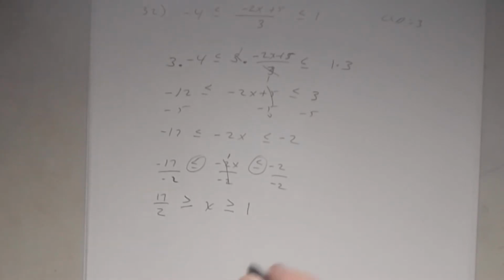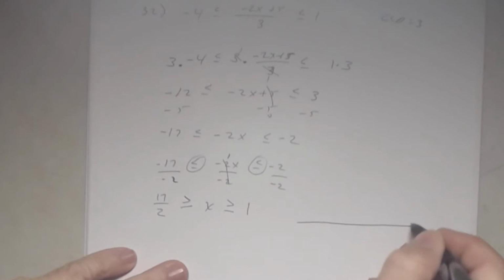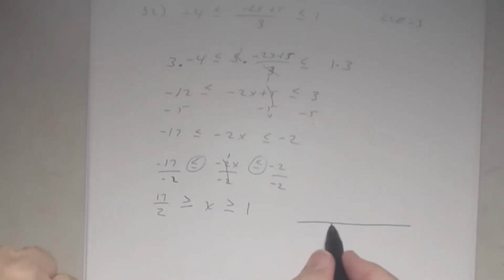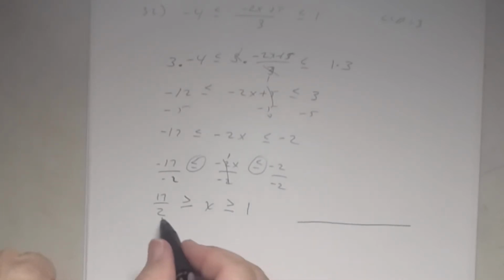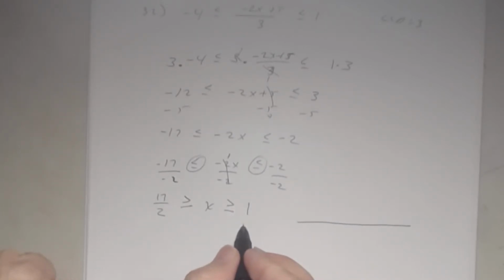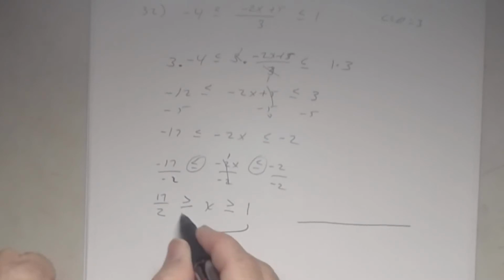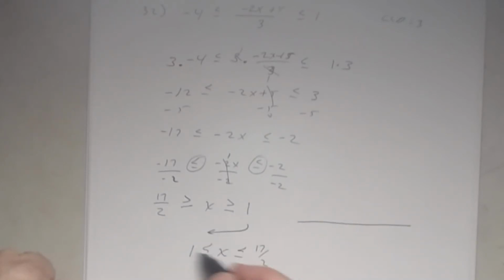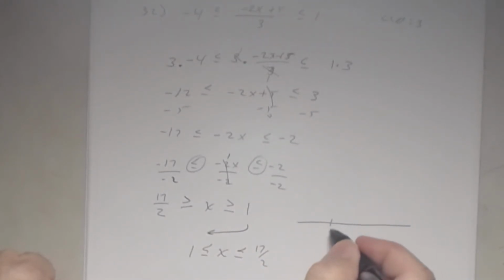Okay? So if I were to graph my solution on the number line, what would I put first? 1. You'd put 1 first because 1 is smaller than what? 17/2. So if you need to, just rewrite it backwards. So you're going to say 1 is what? Less than, good. You're going to write everything backwards. 1 is less than or equal to x, which is less than or equal to 17/2. Okay, this and this are the same thing. So we put 1 first, and then 17/2 next.